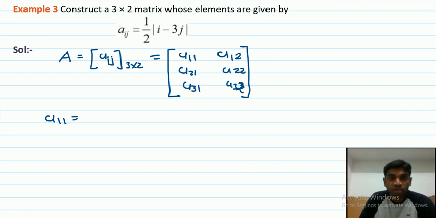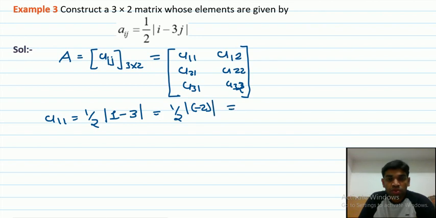Okay, so if you want to find A11, then A11 equals what? Aij equal to 1 by 2 in the mode of i minus 3j, then i equal to 1, j equal to 1. Taking this value, we get 1 by 2 in the mode of 1 minus 3, which means the mode of minus 2. What will be the mode of minus 2? Minus 2 by 2, that is equal to 1. So the mode of minus 2 will be 2, that is 2 by 2 is equal to 1.